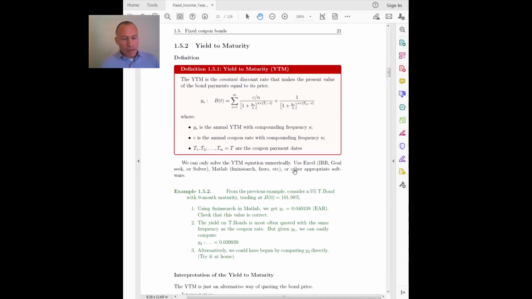A corresponding concept is the yield to maturity. So what is the yield to maturity?